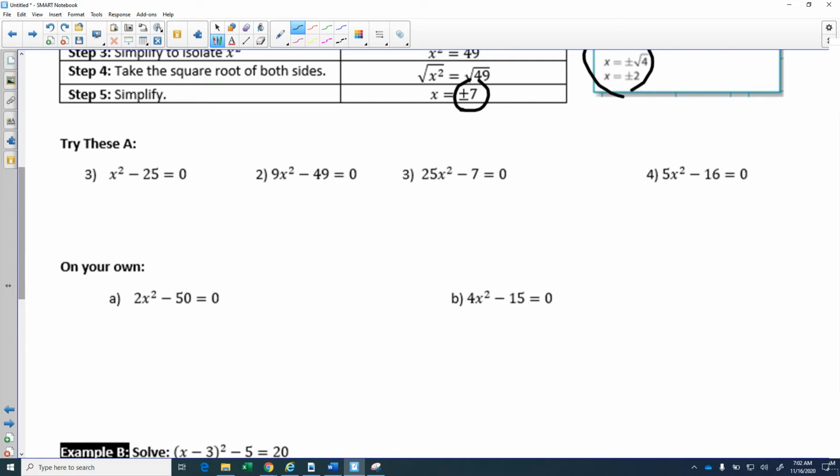Okay, so let's go ahead and talk about some of these. In the Try These A's section, we're just going to quickly go through some of these examples and work through them. Let's start with this one: x squared minus 25 equals 0. If I wanted to solve this, I'd have to work it through and get x by itself. Well, I would add the 25 over. This would be x squared equals 25. And now that I have the x squared by itself, I would take the square root of both sides.